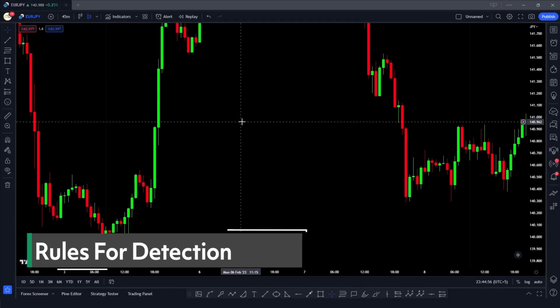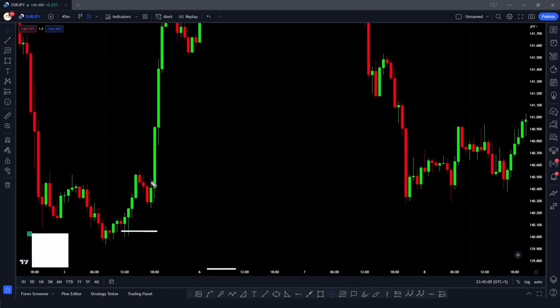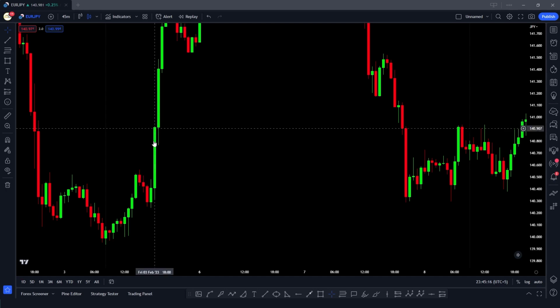So if I have to specify the rules for detecting the fair value gaps, the first rule is that there should be a very big impulsive candle in the market, as you can see here. The next rule is that the candle before and after this impulsive candle should not cover the body of this impulsive candle. As you can see here, this candle started from this area and it closed here. So this is a very big impulsive bullish candle, and the body to wick ratio of this candle is above 70, which is also a rule for detecting the fair value gap.